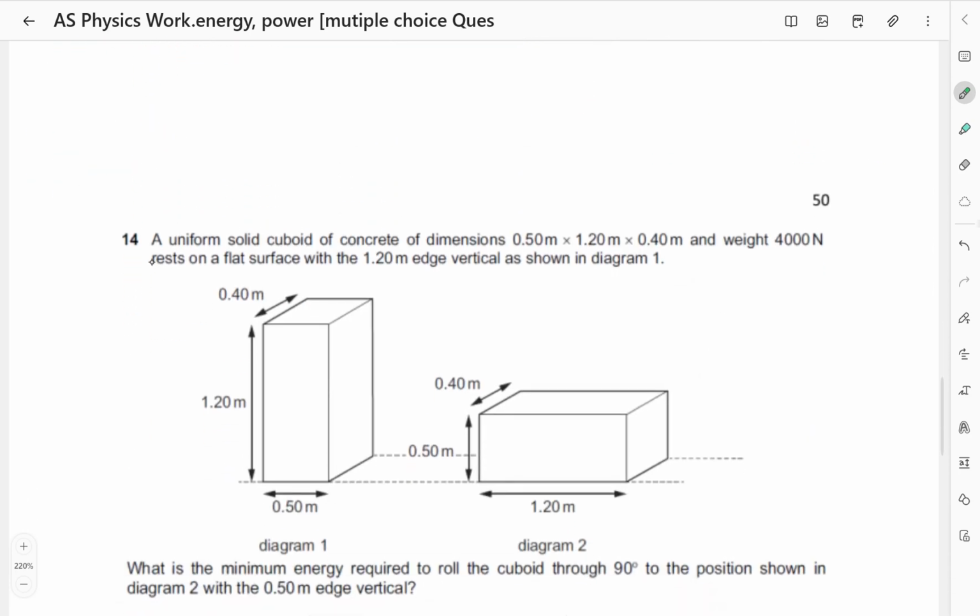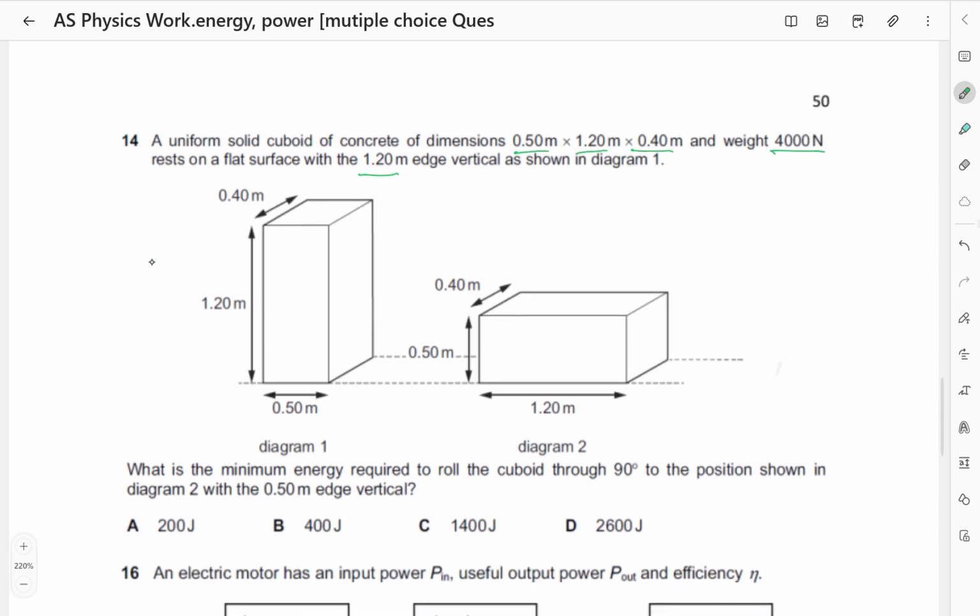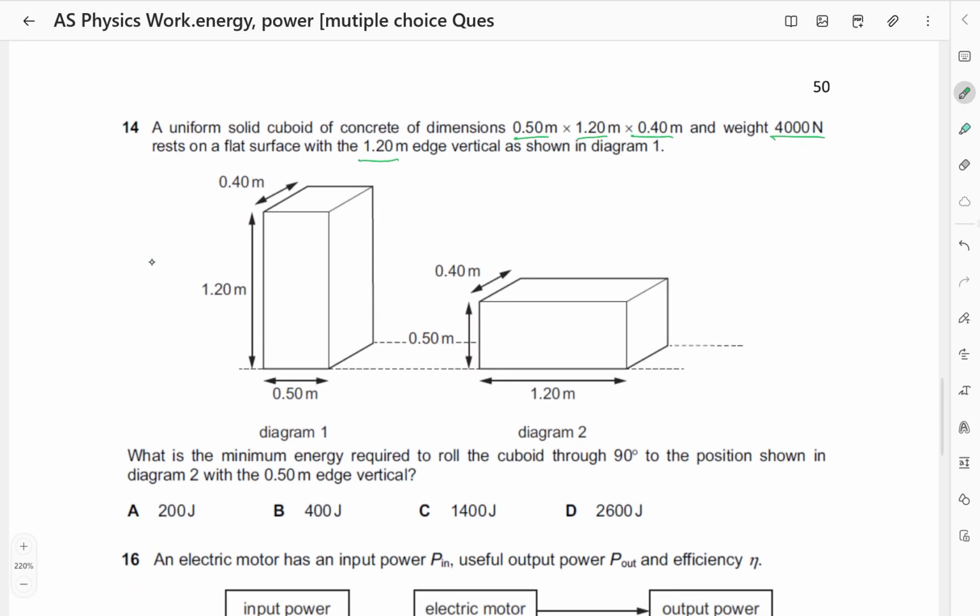It's quite tricky. A uniform solid cuboid of concrete of dimensions 0.5, 1.2, 0.4, and weight 4,000 newtons rests on a flat surface with 1.2 meter edge vertical as shown in the diagram. What is the minimum energy required to roll the cuboid through 90 degrees? It is to be rolled through 90 degrees to the position shown in diagram 2 with the 0.5 meter edge vertical.